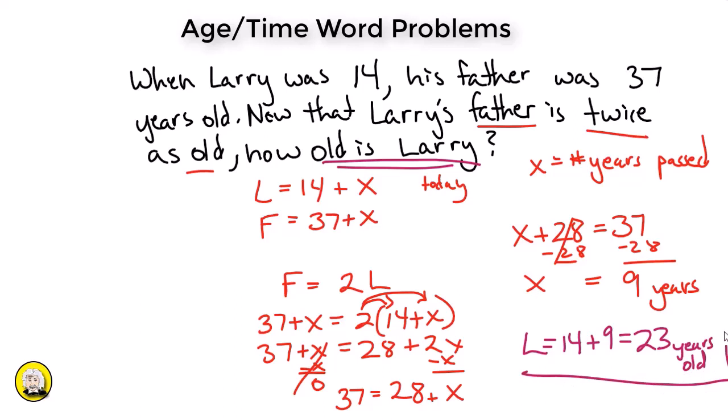And that's how old Larry is today. Let's just double check that his father is twice as old. His father would be 37 plus 9, which equals 46. And lo and behold, 46 is 2 times 23. So that problem checks out.